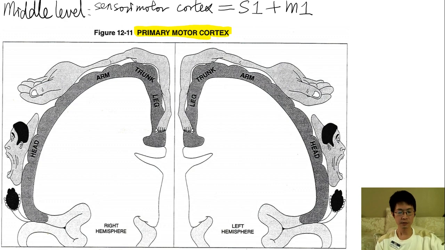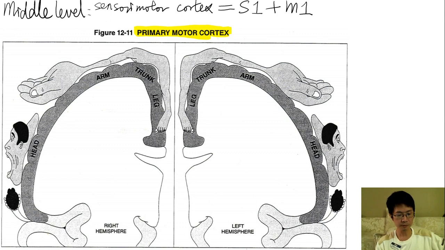Whereas the S1 primary sensory cortex corresponds to how sensitive the particular part of the body is. The more sensitive, the larger the representation on S1. For M1, the more control we have of that part of the body, the larger the representation. So that's the minor difference. But we have two of these homunculi in our body.